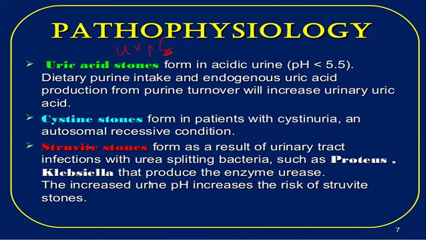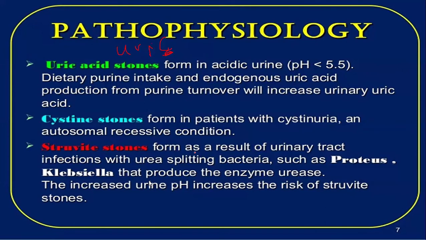Struvite stones, or MAP, or the infection stones, are majority radiopaque. 90%, while 10% could be radiolucent. Usually they can be seen because they are calcium coated, but if they happen to be uric acid coated, they cannot be seen.